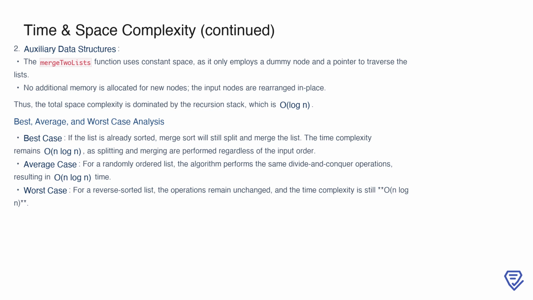Now, analyzing the best, average, and worst cases, the time complexity remains O(n log n) for all scenarios. Even if the list is already sorted, merge_sort still divides and merges the list. Similarly, for a reverse-sorted list or a randomly ordered list, the divide and conquer operations proceed in the same manner, maintaining the O(n log n) efficiency.